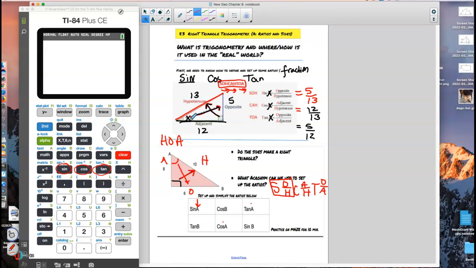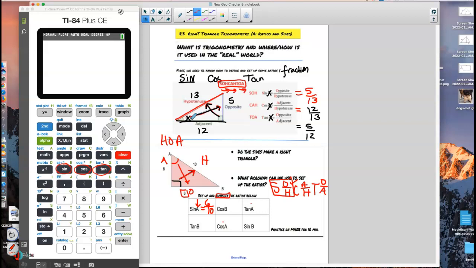To do the sine, I need to do the side opposite it, which is 6, over the hypotenuse, which is 10. And then it says to simplify that, so we'd make that 3/5. I just don't have enough room in the box.